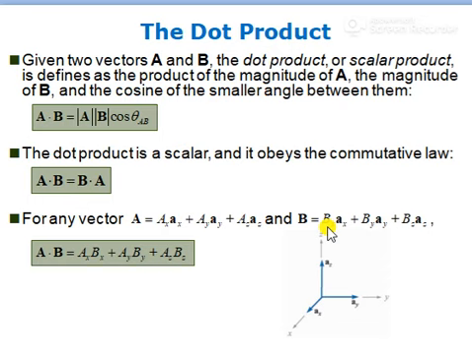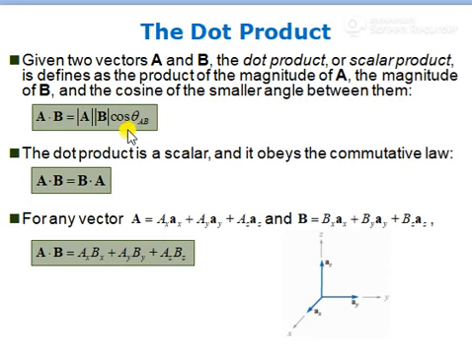Dot product is also called a scalar product, right? So given two vectors A and B, the dot product or scalar product can be defined as the product of magnitude of A and magnitude of B and cos of the smaller angle between them. So A dot B is equal to modulus of A, modulus of B, cos of theta AB. This is the definition of dot product or scalar product.